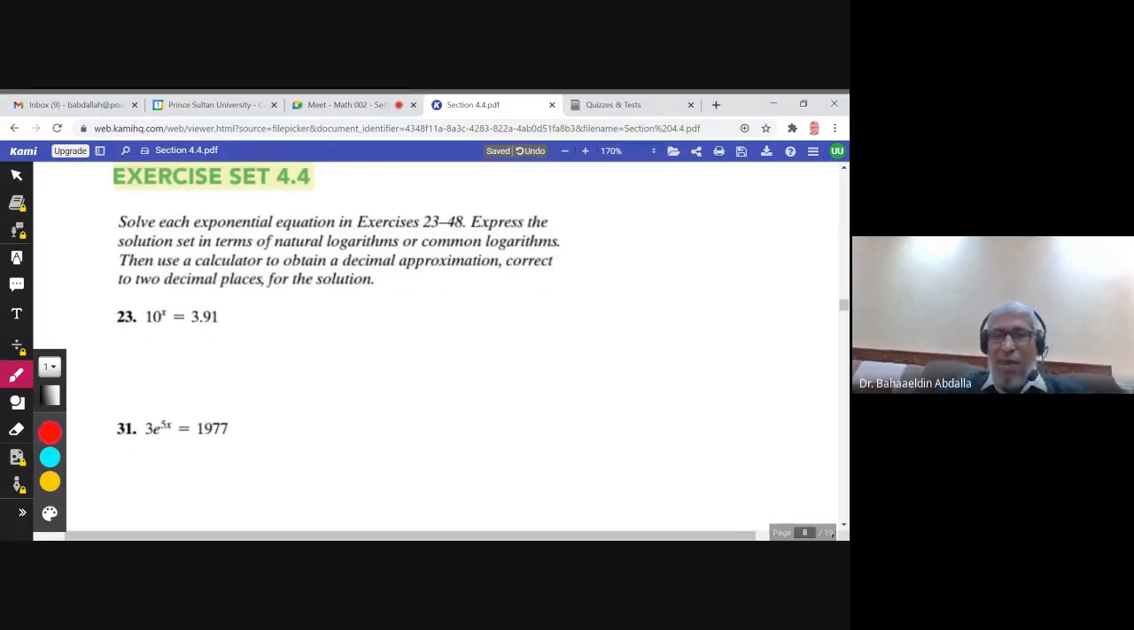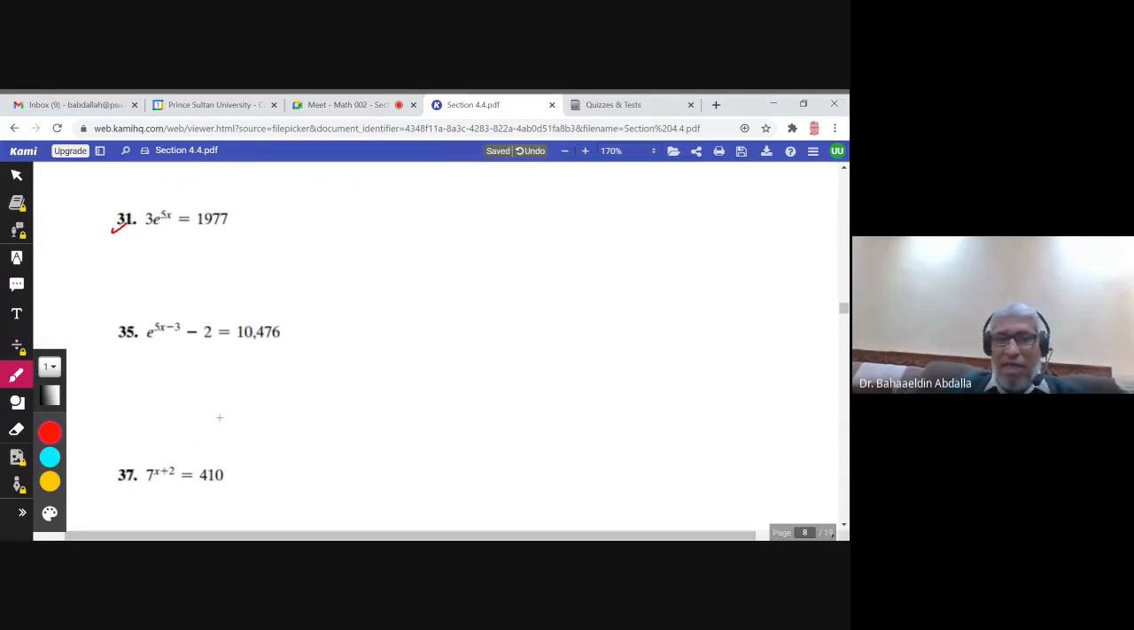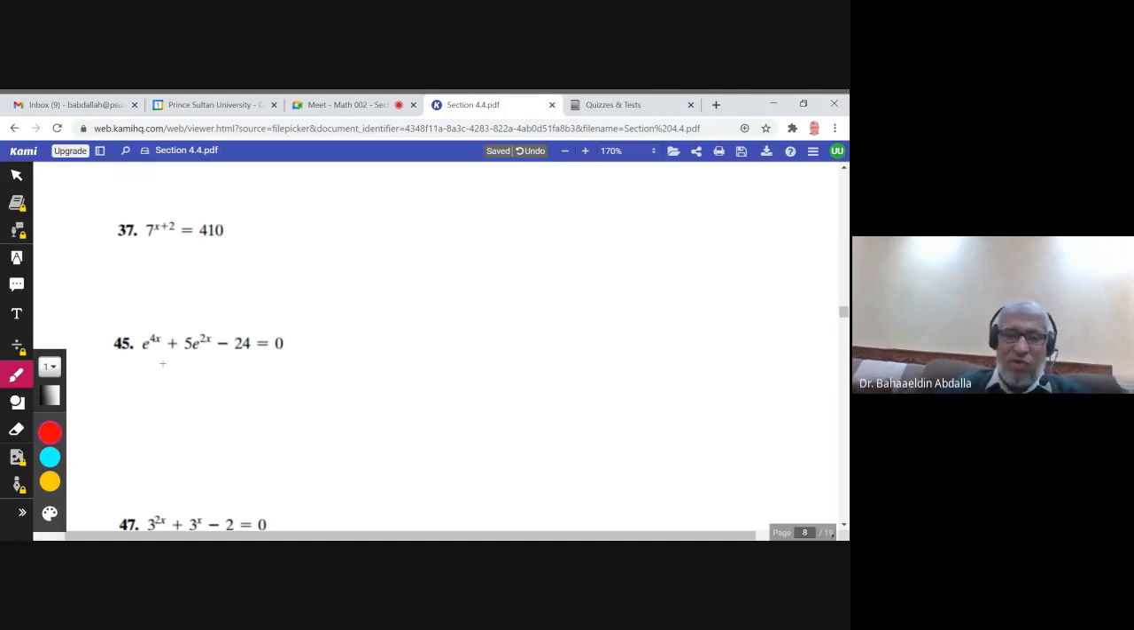These are again some exercises from the book about the same objective. Here you apply log immediately. Here you have to divide by 3 first and then apply ln. Here you have to take 2 to the other side and then apply ln. Here you apply ln immediately. And let us solve this 145.